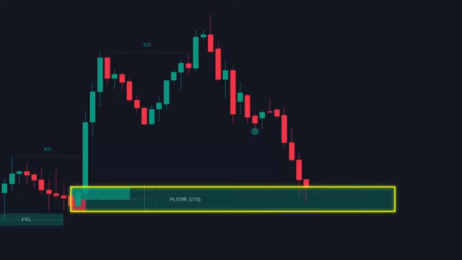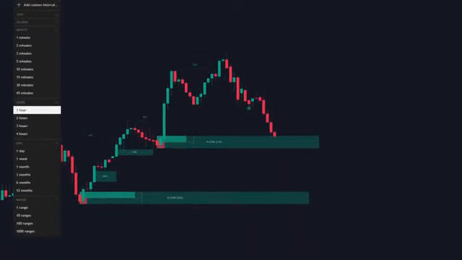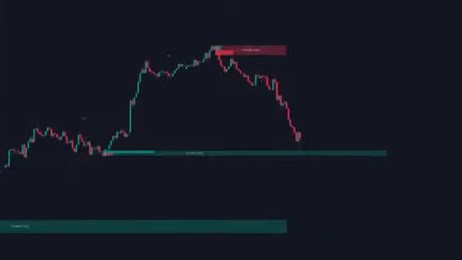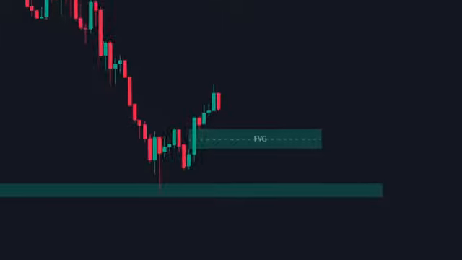Once price reaches our zone, we need to shift to a lower time frame for precise entry timing. Since we're analyzing the 1-hour chart, we'll drop down to the 15-minute time frame to fine-tune our entry. Now that price is approaching our zone, we're waiting for specific confirmation signals. The first thing we need to see is a break of structure on our lower time frame.